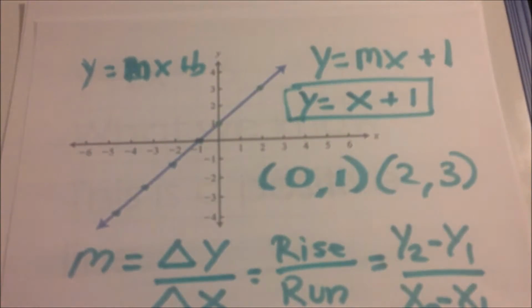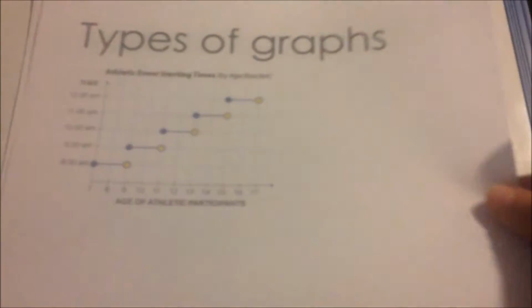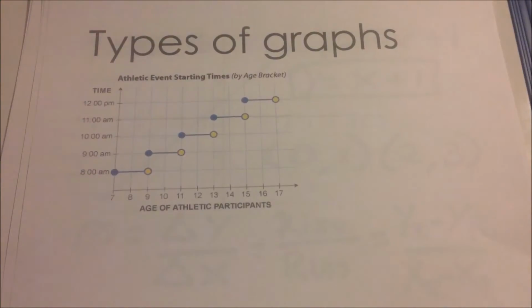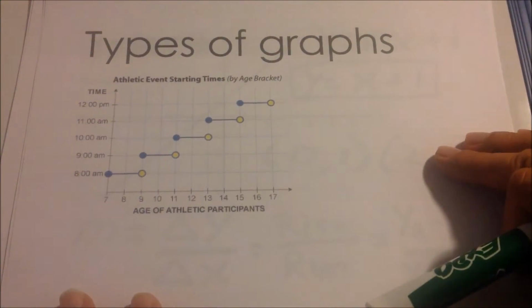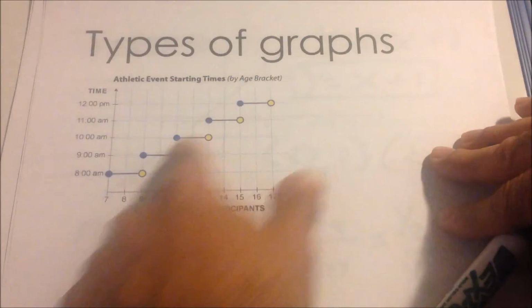So in this video, we wanted to go over slope. We also want to look at different types of graphs. So here's a type of graph here. Okay, can you see that? I think it was a little blurry. So this is a step graph. It's also called a staircase function. It's a function. Here we're going to talk about functions.